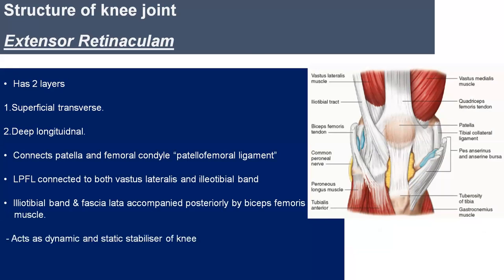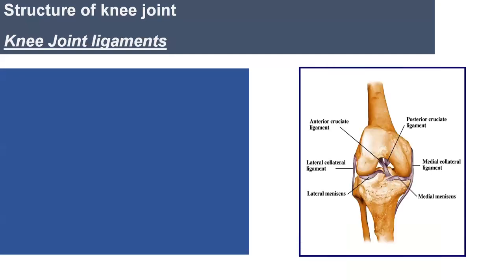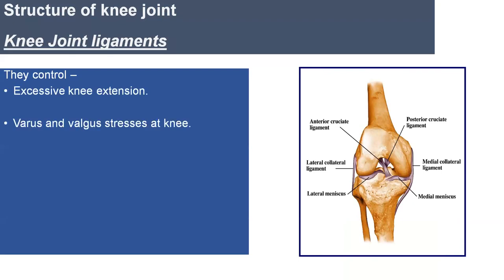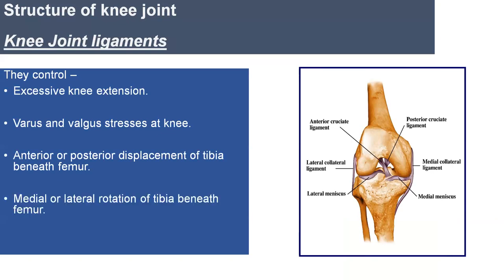And it acts as a dynamic and static stabilizer of the knee. Any injuries are associated with anteromedial or lateral rotational instability. The knee joint ligaments control excessive knee extension, varus and valgus stresses at the knee joint, anterior or posterior displacement of the tibia, medial or lateral rotation of the tibia, and rotatory stabilization.